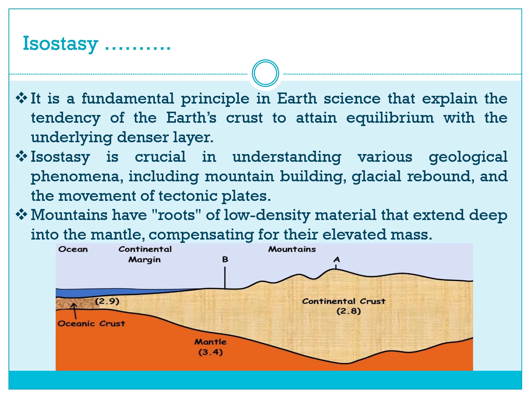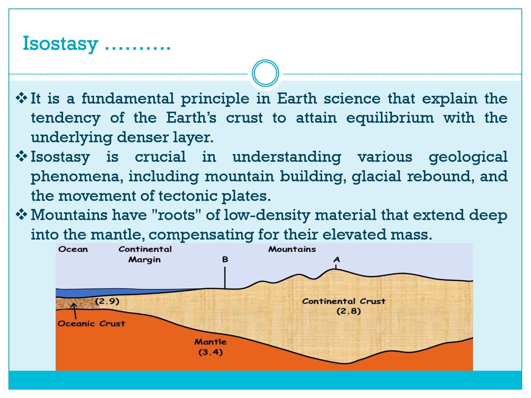Airy's isostasy assumes that the crust has a uniform density and floats on a denser fluid-like mantle. The depth of the crust varies to maintain equilibrium. Higher elevations have deeper roots extending into the mantle. Pratt's isostasy assumes that the density of the crust varies while the thickness remains constant. Denser crustal material will be less elevated than lighter crustal material.